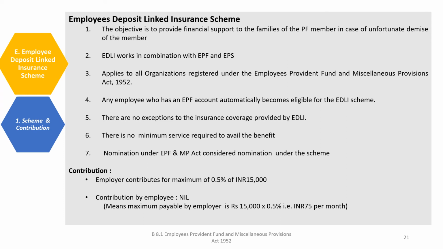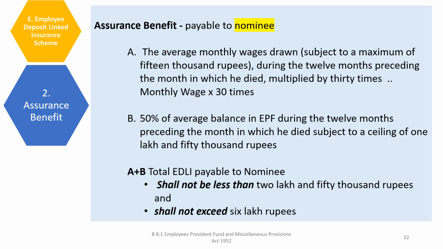Employer will contribute up to 0.5% of the monthly maximum salary as the premium, and there is no requirement for minimum service. EPF account nomination works here also, and whoever is nominated under EPF account becomes a nominee under the insurance policy. Employee is covered for the life insurance, and the life risk is covered. And assurance benefit goes to the nominee.